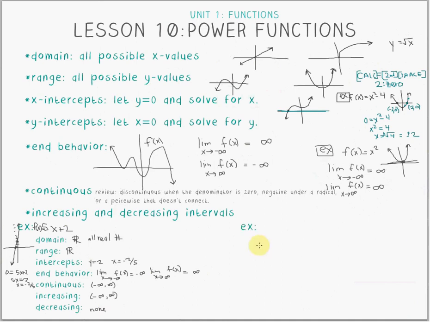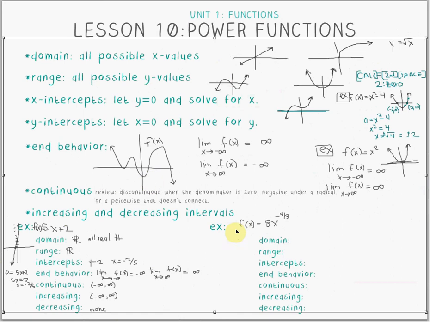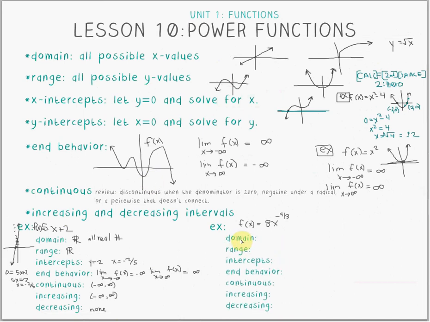Okay, let's do one more example. Let's do a little bit harder one. I want to do f of x equals 8x to the negative 4/3 power. Okay, and remember all of the things that we want to find, and if you write down all of them at the beginning, it helps you not forget to do any of them. Okay, so let's start with domain.